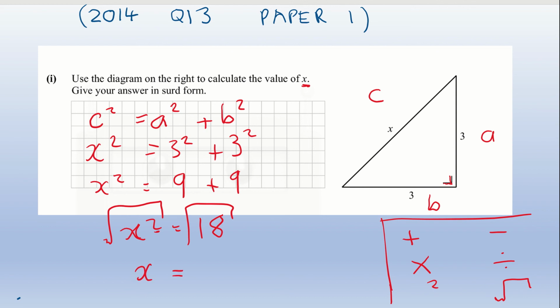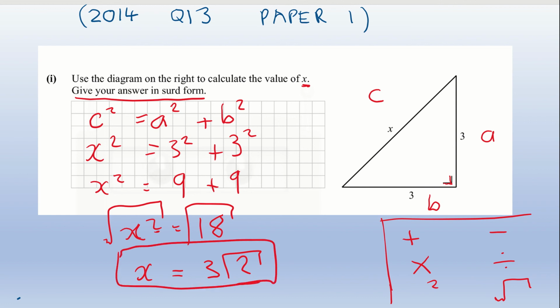If you put root 18 into your calculator, you're going to get 3 root 2. And if we just look back up at our question, it says give your answer in surd form. Surd form means they're expecting a square root to be in your answer. So right now, that's absolutely fine. That's getting you your full marks. If it had said to give your answer in decimal form, you would have used your calculator. You would have gotten 3 root 2 on your calculator. If you press equals again on that, or if you press your change to decimal form button, you would have gotten 4.24.